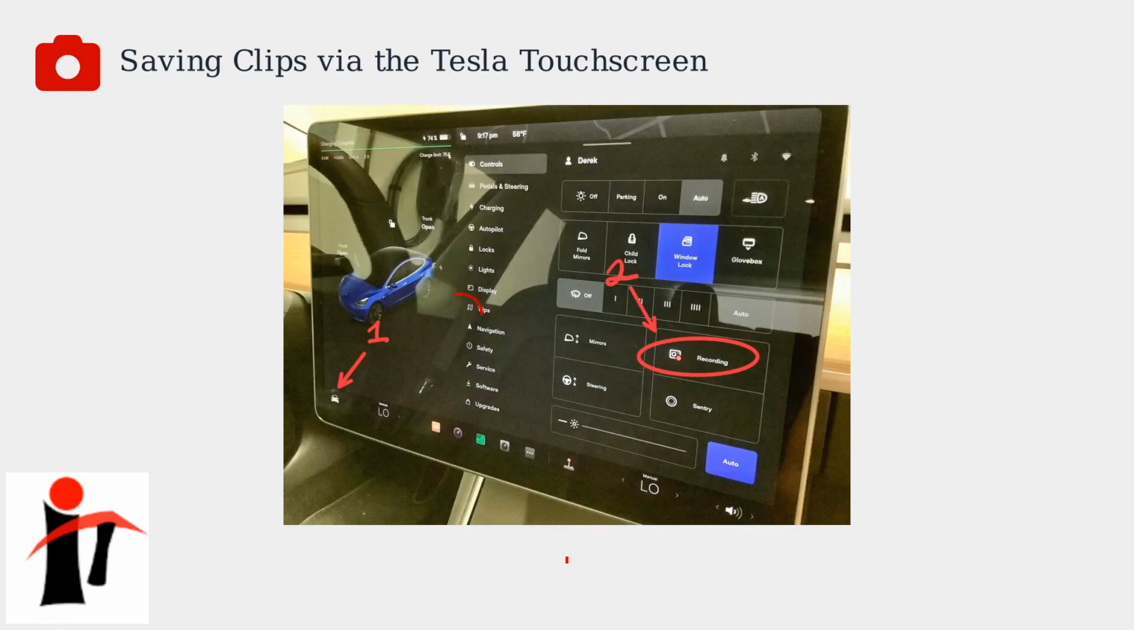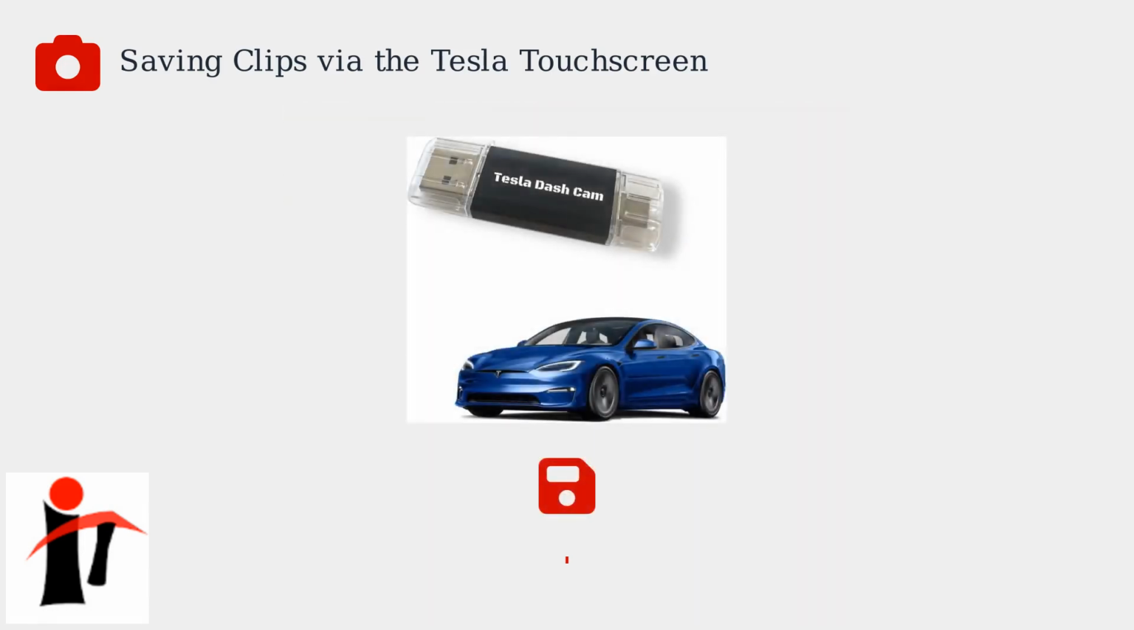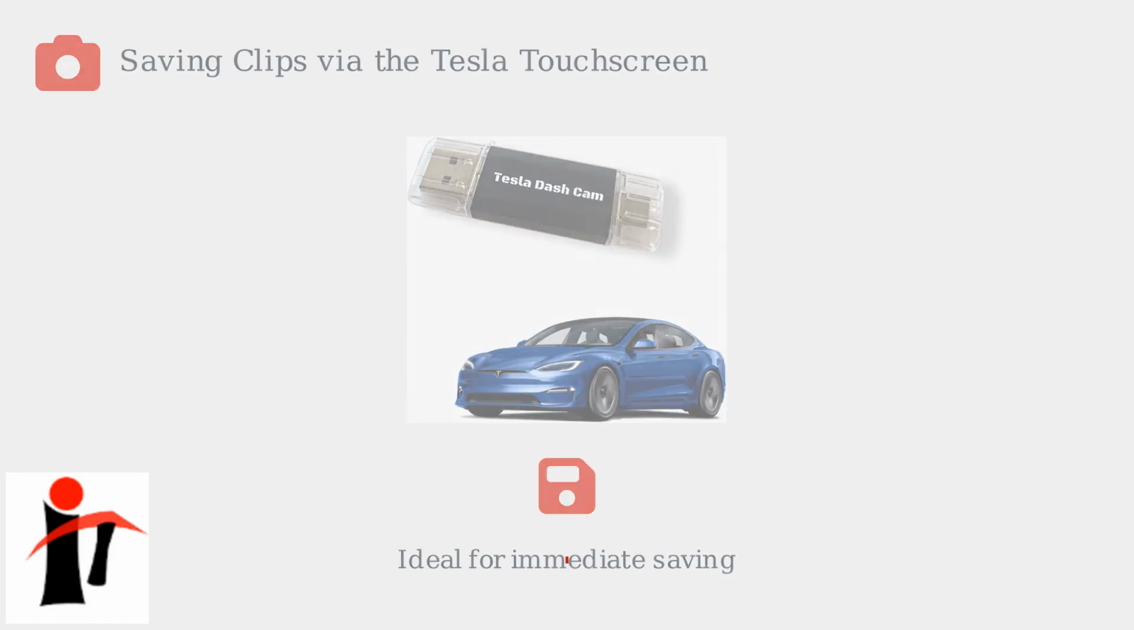Locate the dashcam icon on the main screen. Tap the dashcam icon. Then select Save Clip. Choose the duration you want to save, such as 1 to 10 minutes before or after the event. The clip saves to your USB drive or internal storage. This method is ideal for immediate preservation of events.